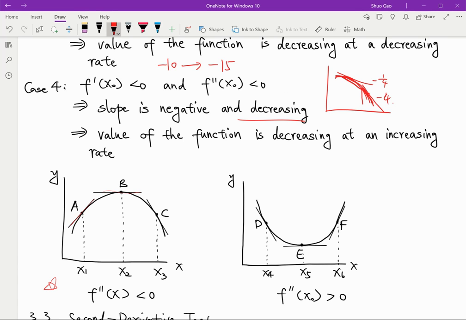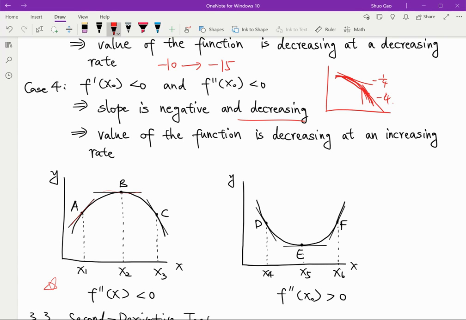And then for point C, the slope is a negative number. So from point B to point C, the slope decreases from 0 to a negative number. So it means that from point A to point C, the slope is always decreasing. So the second derivative is always negative.